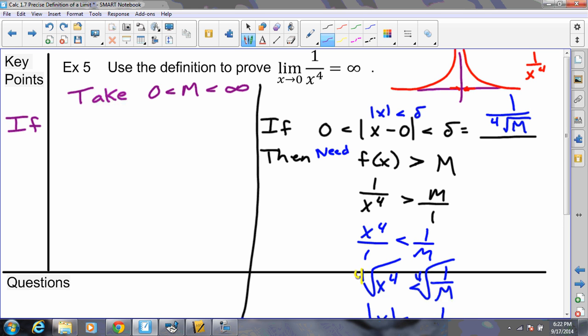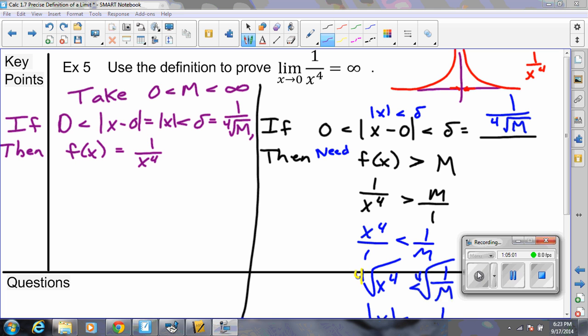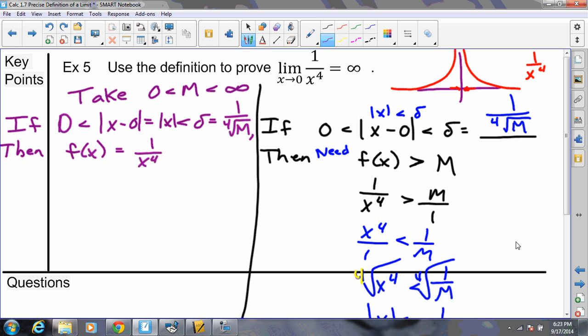If we start off with the assumption 0 less than or equal to the absolute value of x minus 0, which is the absolute value of x, that's less than delta, which we have chosen to be 1 over the fourth root of whatever number M we're given, then f of x, which is equal to 1 over x to the fourth, which is equal to 1 over the absolute value of x to the fourth.